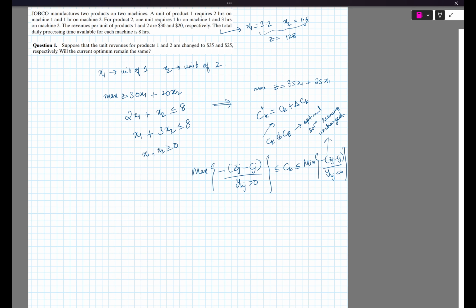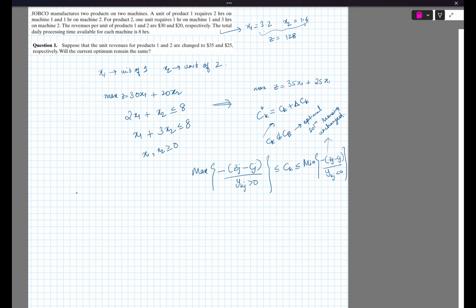Zj minus Cj is what we compute in the simplex, right? So we need that table, right? If we need Zj minus Cj, we will need the simplex table for the earlier solution, the objective function. Otherwise, how can we get the Zj minus Cj?